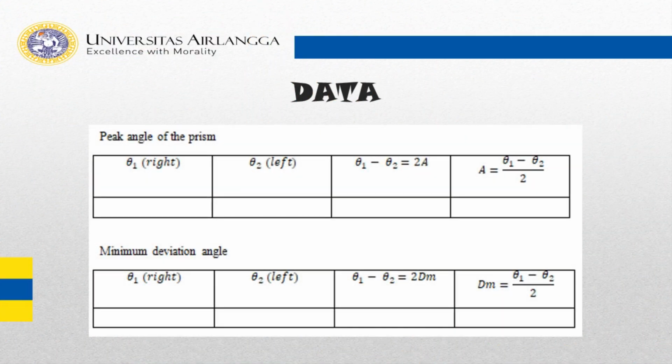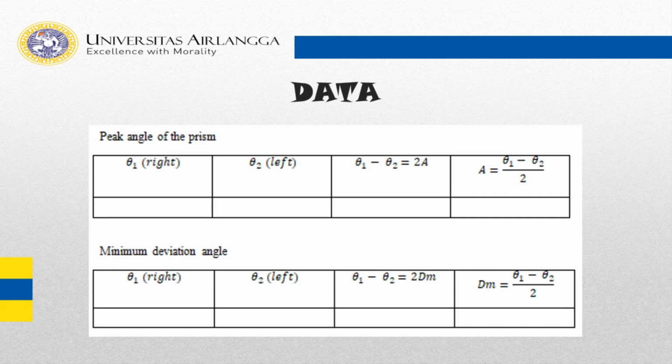The first table here is the measurement of the peak angle of the prism. You will get theta 1 on the right side and theta 2 on the left side, and after that you have to find the difference between theta 1 and theta 2 as 2A, and then A is half of the difference between theta 1 and theta 2.